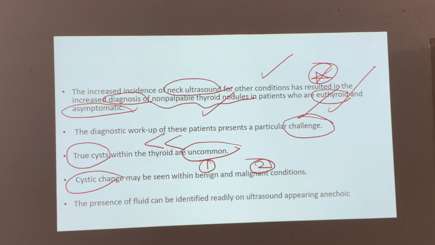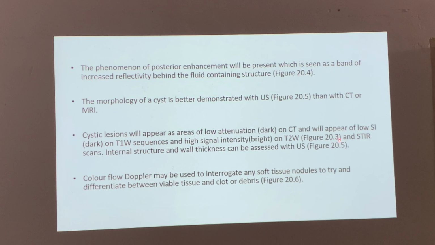Cystic lesions will appear as areas of low attenuation, dark on CT, and will appear of low signal intensity, dark, on T1W sequence and high signal intensity, bright, on T2W and STIR scans. Internal structure and wall thickness can be assessed with ultrasound. Color flow Doppler may be used to interpret any soft tissue nodules to try and differentiate between viable tissue and clot or debris. So there are many radiological words.